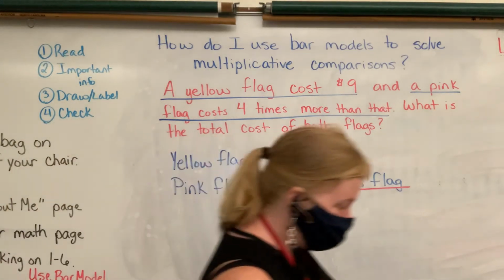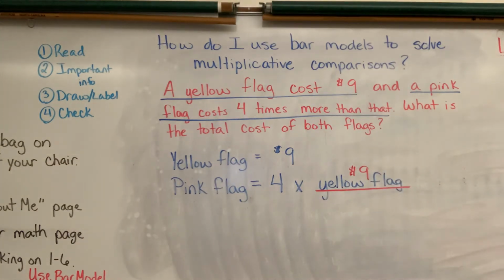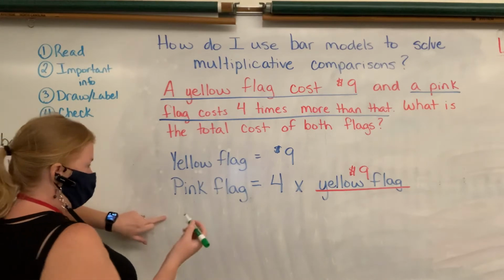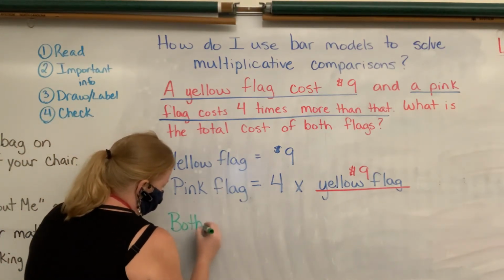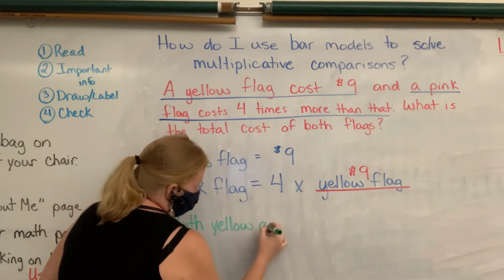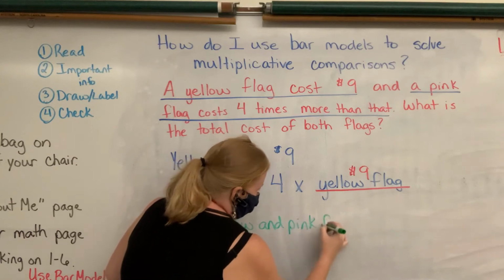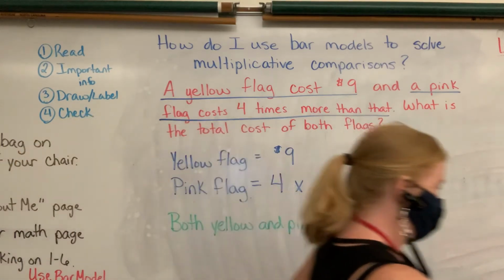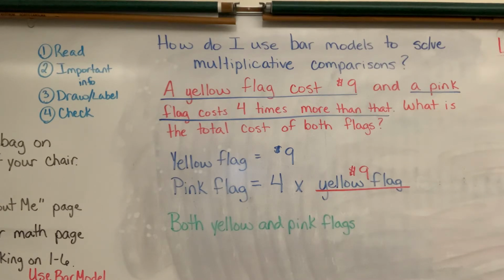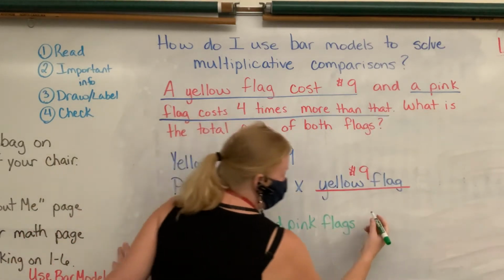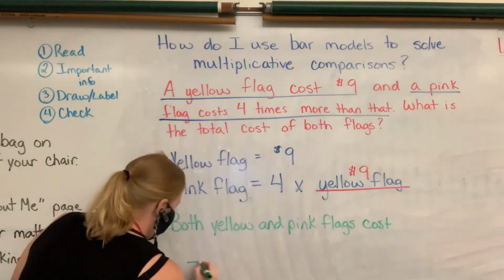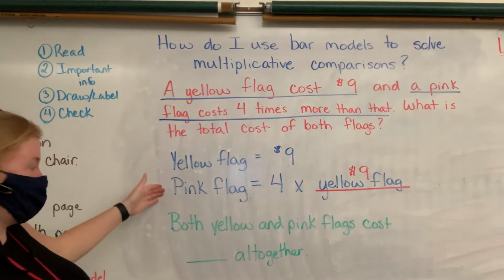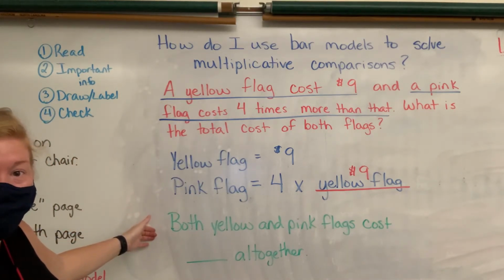Help me out. Let me turn on my volume over here so you can be heard. Go ahead, Miss Gladys. Both yellow and pink flags cost blank altogether. All right, so both yellow and pink flags cost blank altogether. Love it. All right, so you have your important information. You have your sentence that we are trying to solve for.